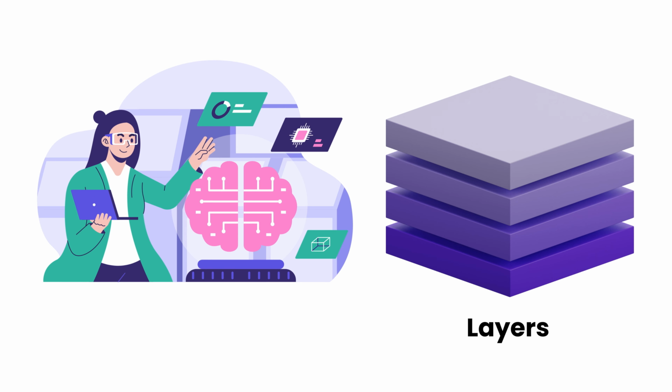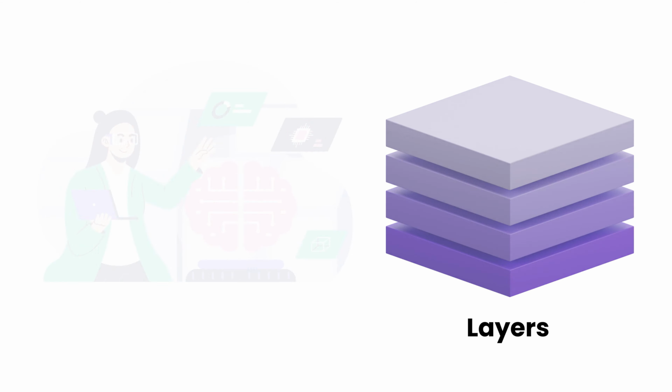Instead of manually selecting layers and connections, Neural Architecture Search (NAS) automates the process, like a smart architect designing the best house. This helps create faster, more efficient AI models for tasks like image recognition and speech processing and many more. Let's explore how NAS makes AI smarter.